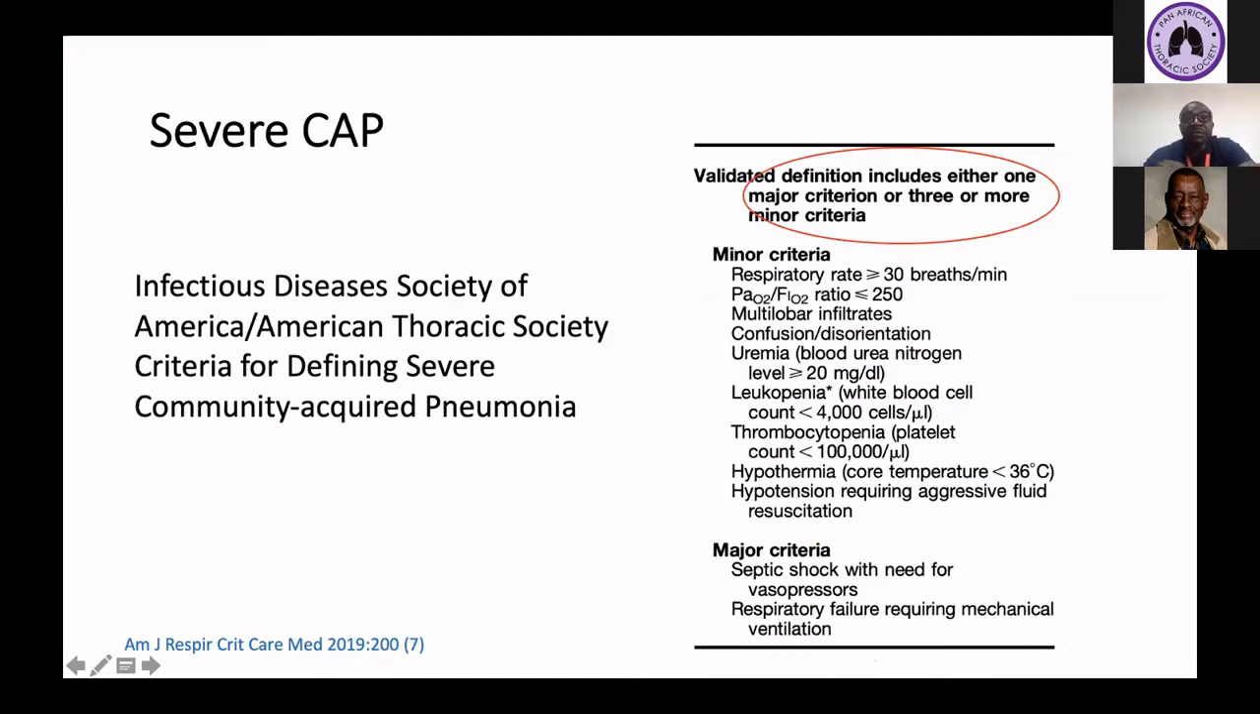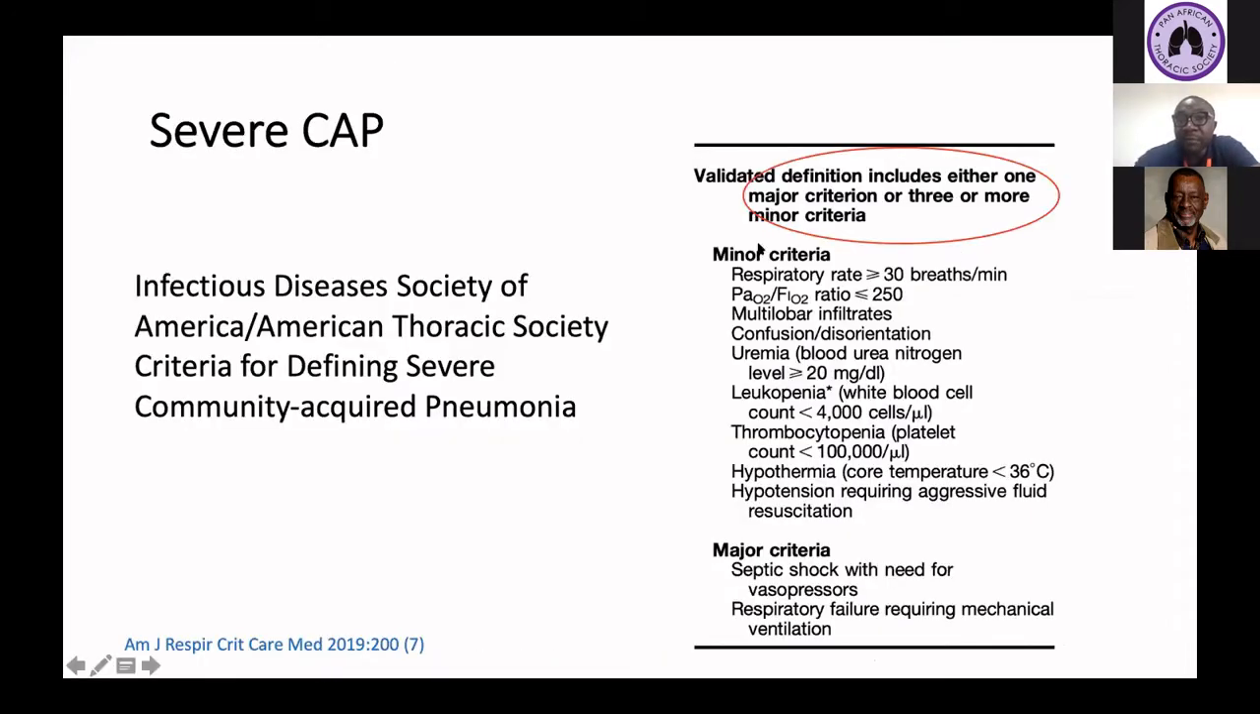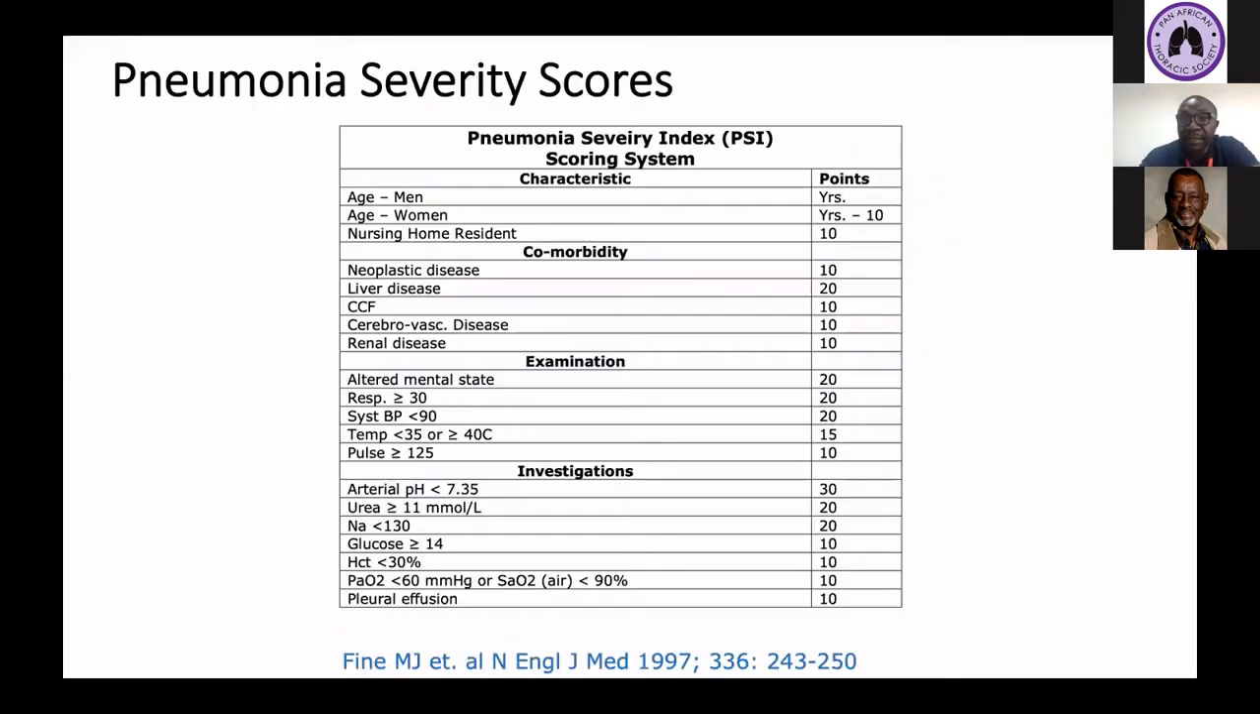What are the signs of severity of CAP? These criteria are designed by ATS and IDSA with different minor criteria: respiratory rate, the ratio PaO2 on FiO2 less than 250, multilobar infiltrates, confusion, uremia, leukopenia, hypothermia, hypotension. And we have major criteria like septic shock or respiratory failure. The presence of one major criterion can define the severity, as well as 3 or more minor criteria.